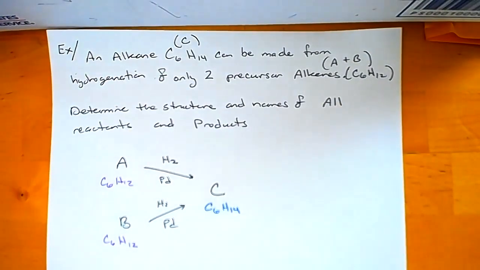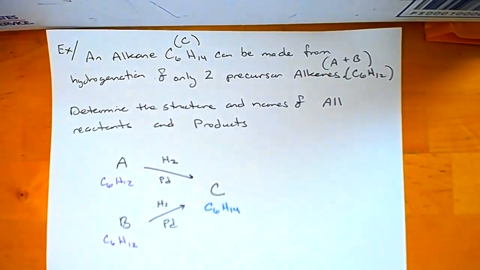This is going to be the last problem that we're going to do in the chapter. You're told you have an alkane that has a chemical formula of C6H14. It can be made from hydrogenation of only 2 precursor alkenes, which have a chemical formula of C6H12. Determine the structure and names of all the reactants and products.